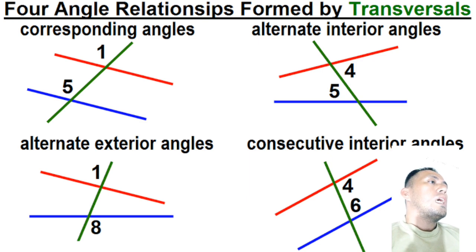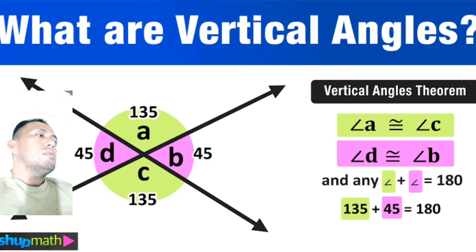Second, types of angles formed by a transversal. A. Corresponding angles. B. Alternate interior angles. C. Alternate exterior angles. D. Consecutive interior angles. Third, vertical angles.